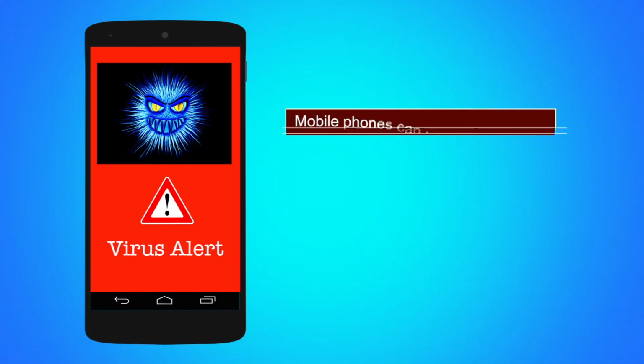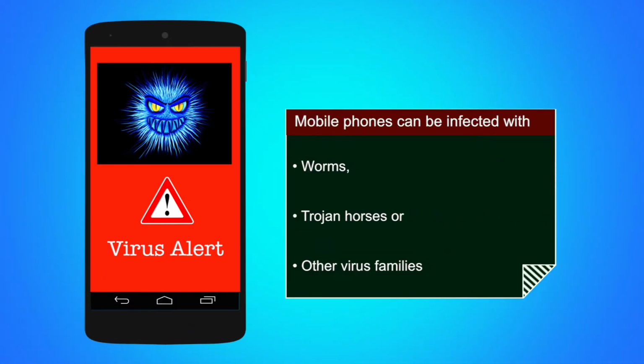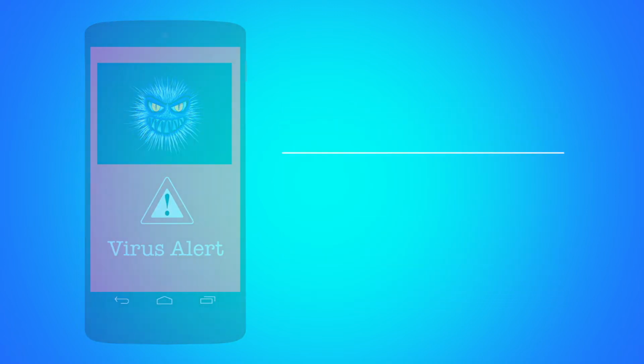Mobile phones are becoming ever more popular and are rapidly becoming attractive targets for malicious attacks. Mobile phones face the same security challenges as traditional desktop computers, but their mobility means that they are also exposed to a set of risks quite different to those of a computer in a fixed location. Mobile phones can be infected with worms, Trojan horses, or other virus families which can compromise your security and privacy or even gain complete control over the device.